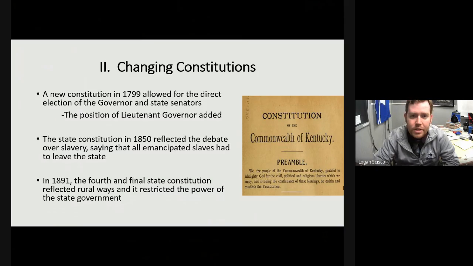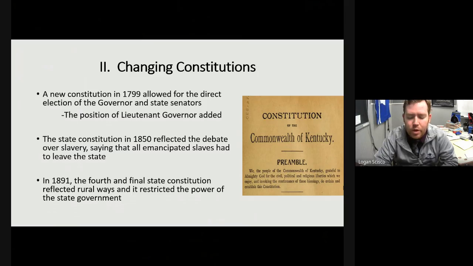In 1891, Kentucky passed its fourth and final constitution, the constitution that we still have with us today, because Kentuckians have been more politically polarized since 1891, and proposals to have a new constitutional convention have been shot down. But in 1891, Kentucky was a more rural state than it is today. We've talked about the urban versus rural divide. And Kentucky is still largely a rural state, but it was even more rural in 1891.